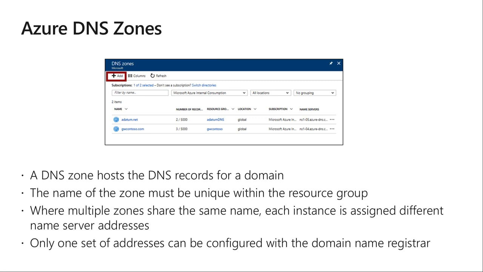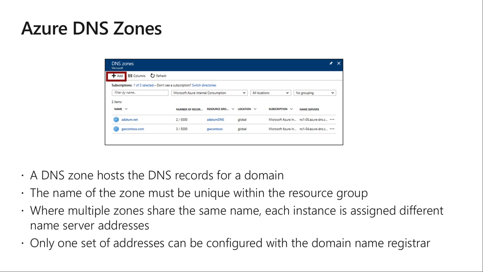Each DNS record for a domain is then created inside the DNS zone. From the portal, you can easily add a DNS zone and then view information including names, number of records, resource groups, locations, etc., and name servers. So when creating a DNS zone in Azure DNS, you have to remember the following.